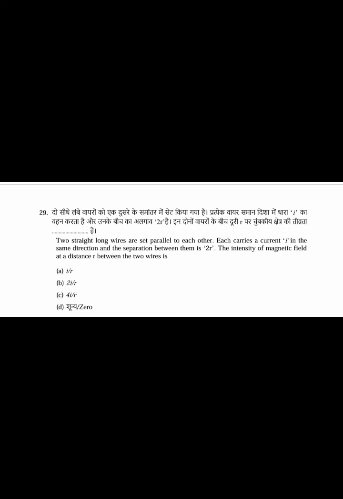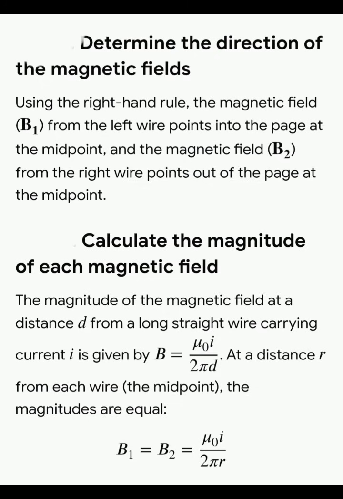The next question is, two straight long wires are set parallel to each other. Each carries a current I in the same direction and the separation between them is 2R. The intensity of the magnetic field at a distance R between the two wires is dash. The direction of the magnetic field can be found using the right hand rule, and we know that for a straight wire the magnetic field is equal to mu 0 I by 2 pi r. At a distance r from each wire the magnitudes are equal, and this is equal to mu 0 I by 2 pi r.